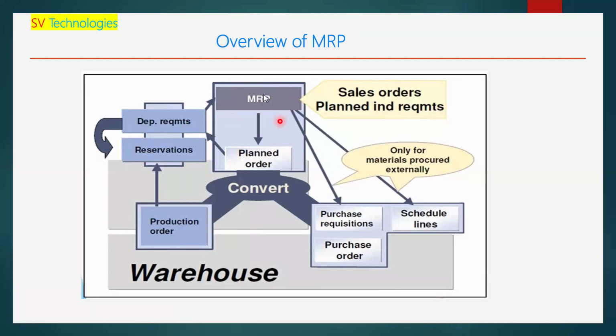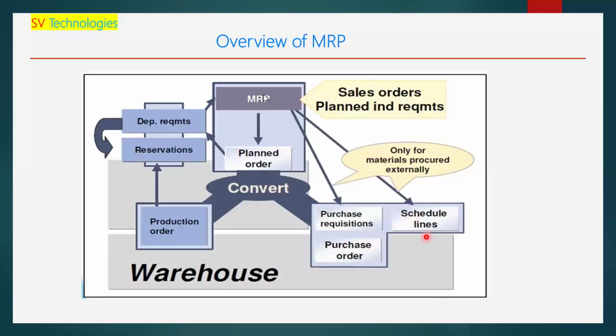As I told you, based on the strategy group, the calculation happens during the MRP run. Once you run MRP, the system will generate planned orders for in-house production materials and purchase requisitions for external procurement materials. These planned orders will be converted into production orders for production execution, and the purchase requisitions will be converted into purchase orders for procurement purposes.